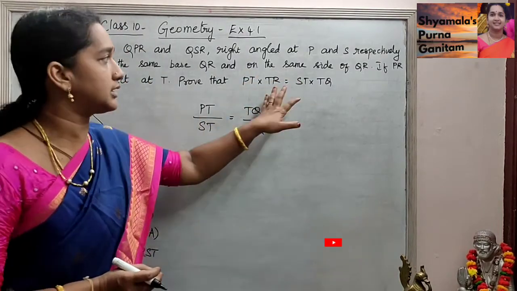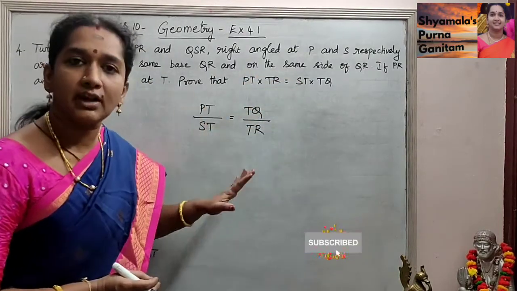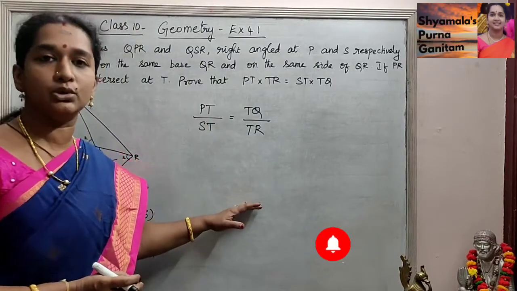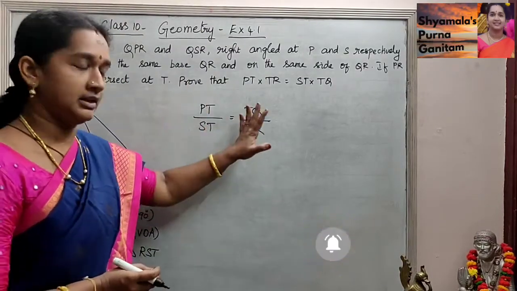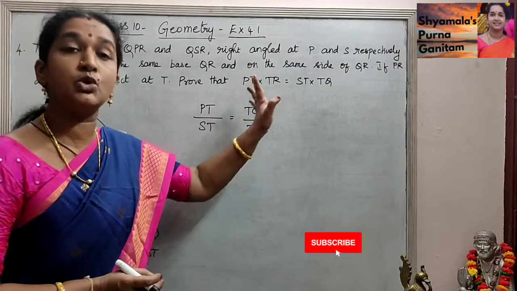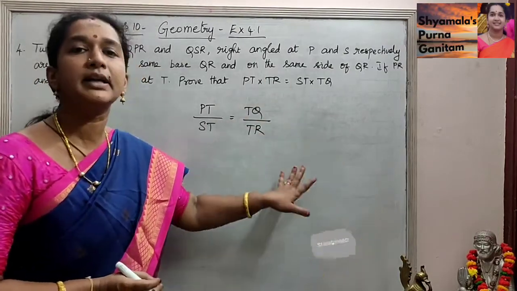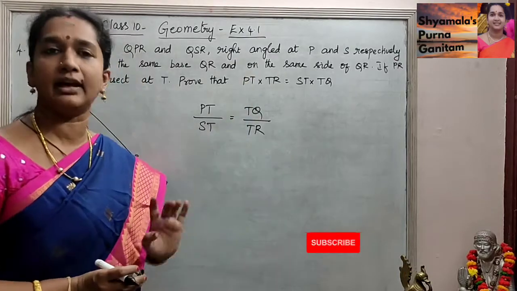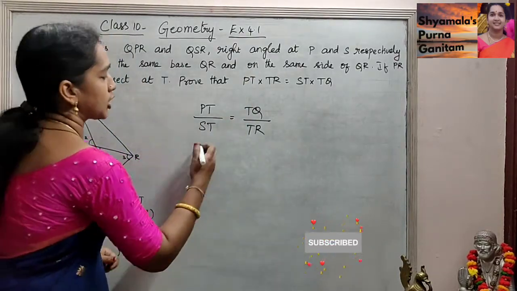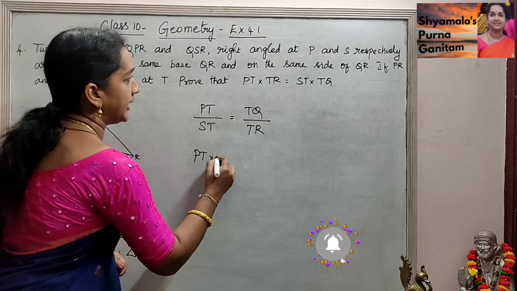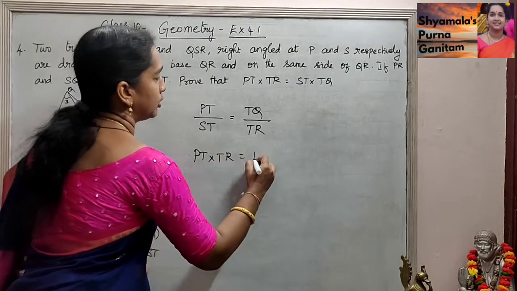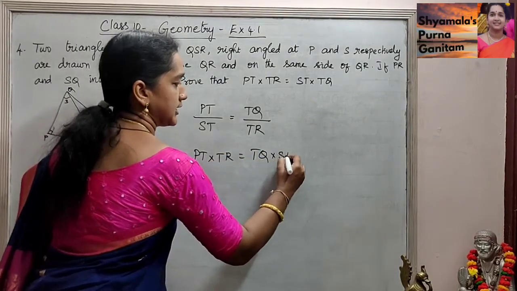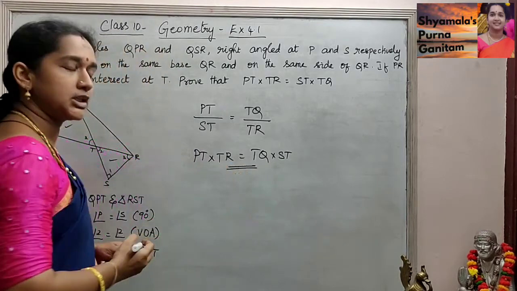Only these two sides it is given. We are checking whether it is correct. Accordingly, we will do that. So, these two sides are proportional, one more side is also proportional, but we don't want to prove that one. Only these two if we take, we will get the answer. Okay. So, when we cross multiply this, PT into TR is equal to TQ into ST. So, this is the thing we are asked to prove.